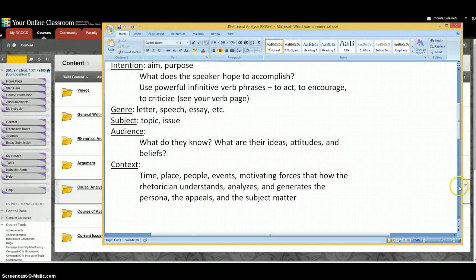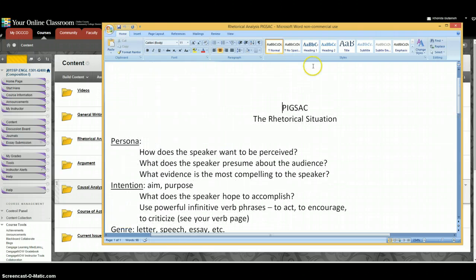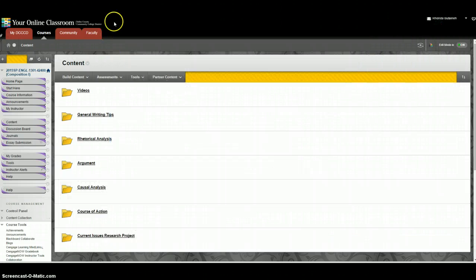And then the context, time, place, what are the motivating forces behind the speech. One of the terms that you'll see quite often is called exigence, and what that means is what has gotten in the speaker's craw. Why does he feel the need to talk about the subject now? And so that's very important to understanding the rhetorical situation.